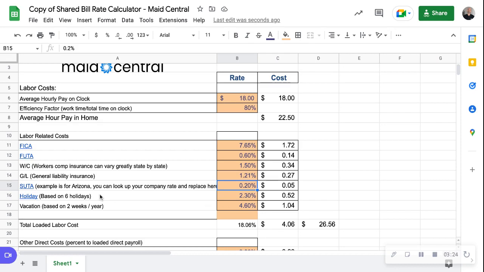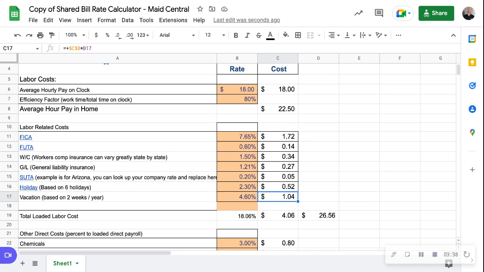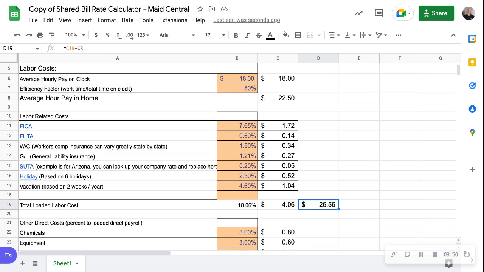And then the final two is if you pay any holidays or do any vacation, you might want to kind of figure that into what it really costs to pay an employee hourly. So if you give 6 holidays and then 2 weeks vacation, you might have an extra $1.50 to $2 an hour of wages you want to bake in. So your total labor costs, these other labor loads, is another $4 an hour. So now we're up to $26.56 per hour.